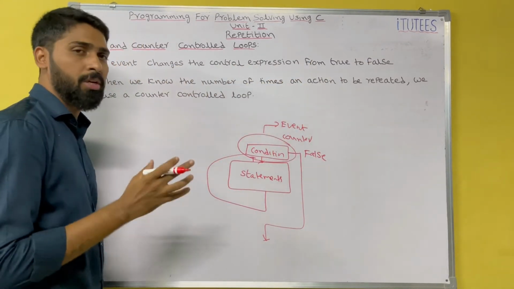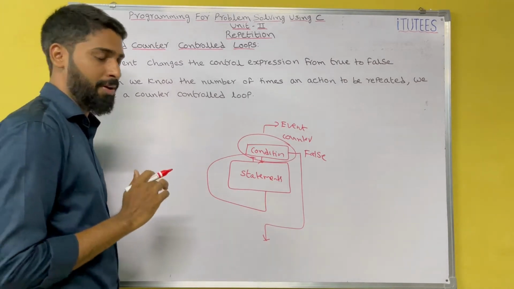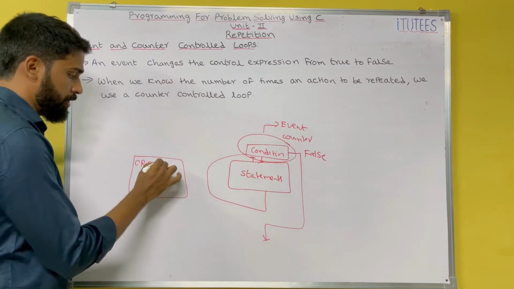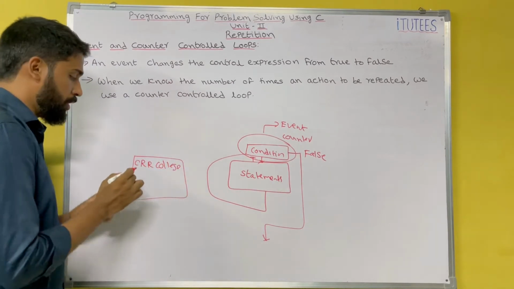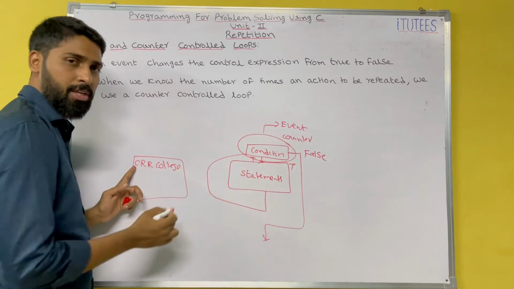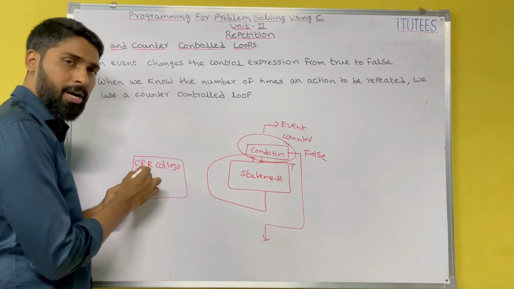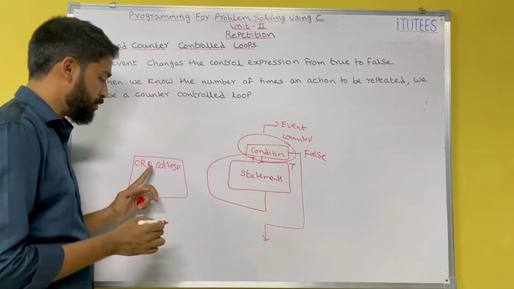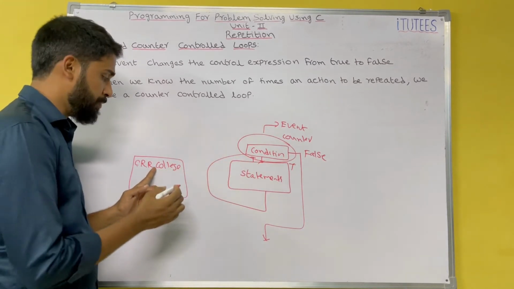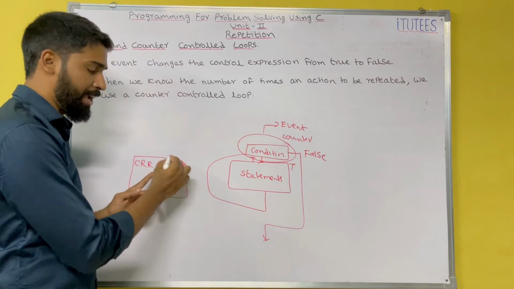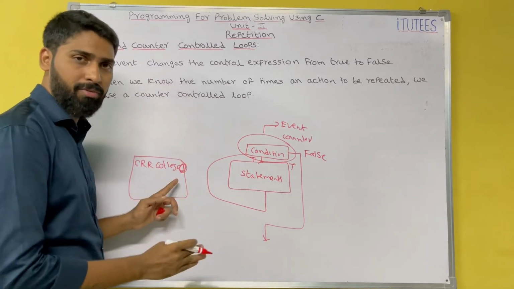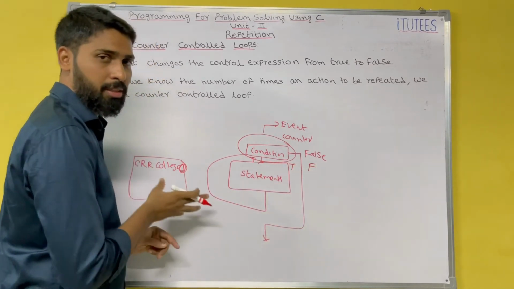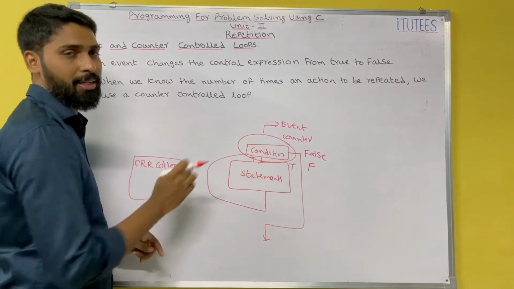For example, you want to read the data from a file. For example, this is the data: CRR college. Here you are going to read the data. See, the condition is true. Here R, so the condition is true. Here R, so the condition is true. Here space, so the condition is true. When you reach the end of the file, the condition automatically becomes false. So this we call an event.